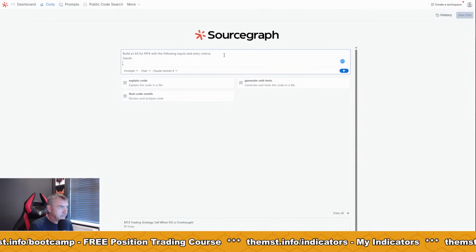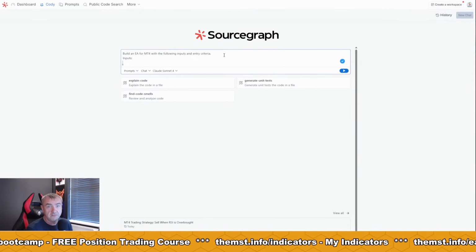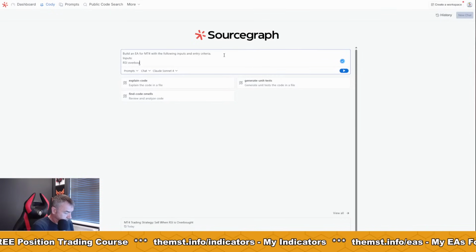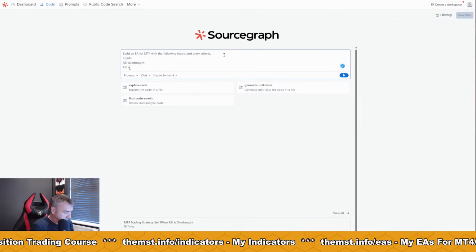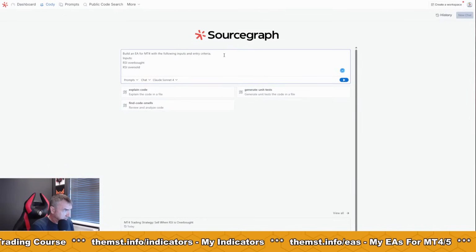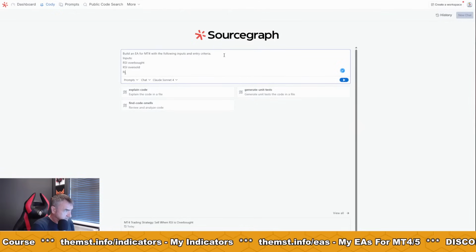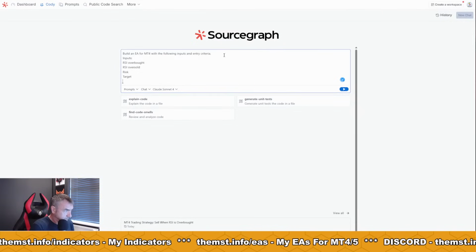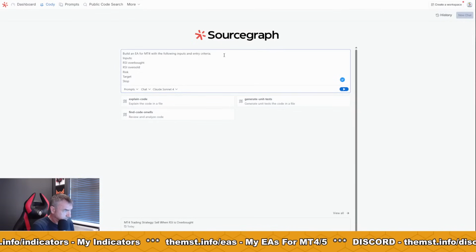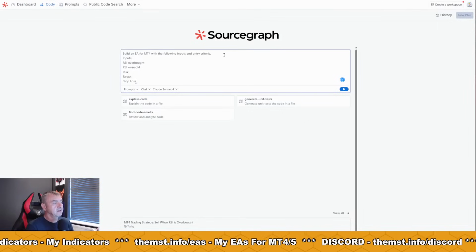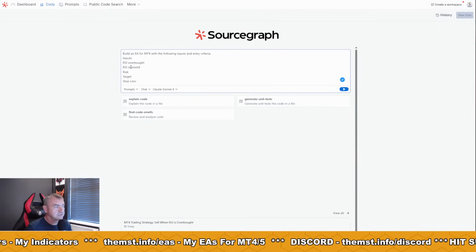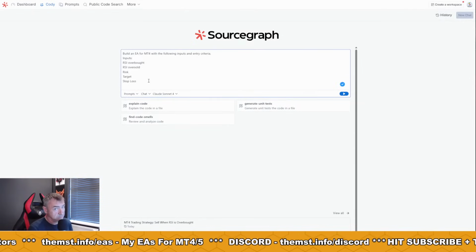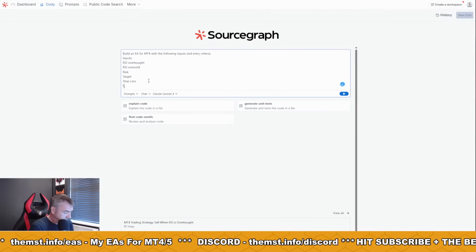So, inputs. Okay, so now I'm saying this is what I want you to give me as inputs. RSI overbought, RSI oversold, risk. We're going to need target, stop loss. So those are the basic things that we're going to need. Our condition indicator and our signal indicator. We're going to need to come up with a signal. So we just use a moving average.